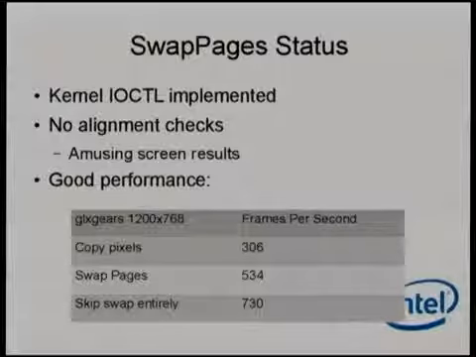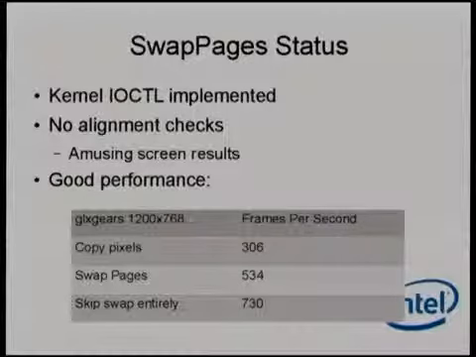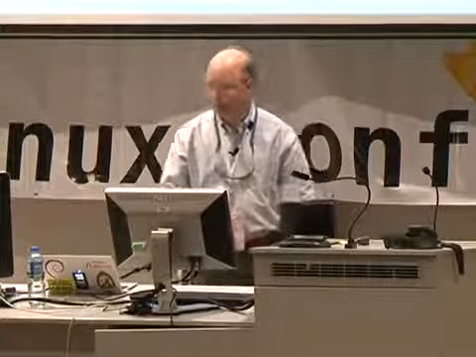But what I got was some really interesting performance numbers. It was way better than I expected. To do the copy pixels for a window that almost covers my screen is 300 frames a second with the application. To do the swap pages, I got 534 frames a second. But to skip the swap entirely, just keep painting the same back buffer and not do anything, was 730 frames a second. So I'm more than halfway from the copy to doing nothing. So things are doing pretty good.